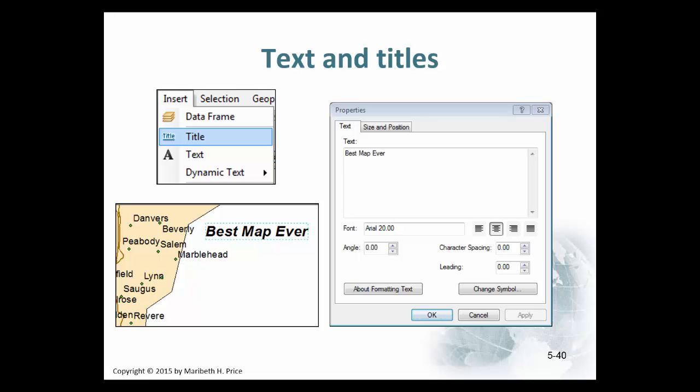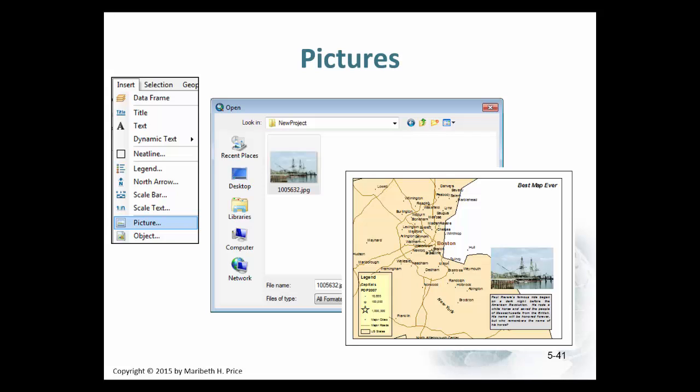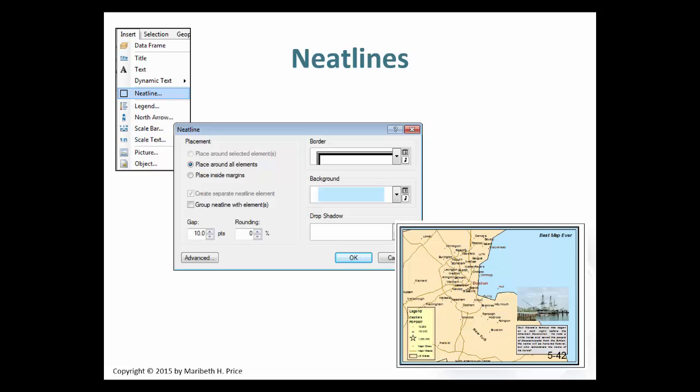The title tool found on the Insert pull-down menu will insert text that is large enough for a map title. You have complete control over the size and position of the map title. Pictures can add rich content to your maps. Neat lines can be used to create colored backgrounds, border designs, and shadows. These are basically colored rectangles used to frame or group elements together.